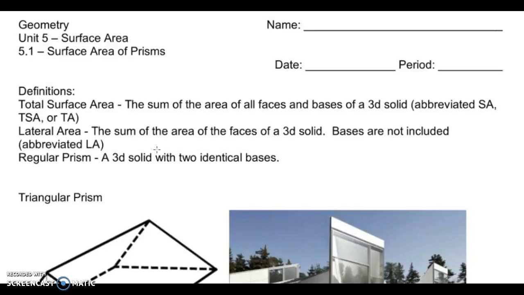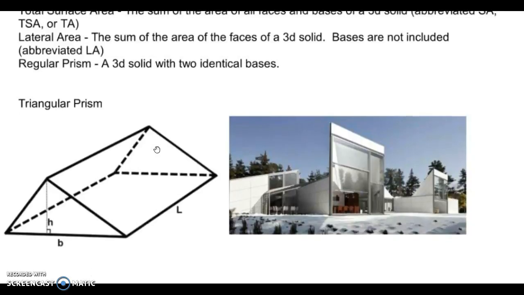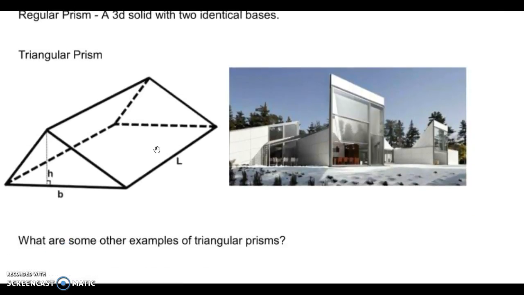The lateral area, though, is the sum of the area of the faces of a 3D solid, not including the bases. So basically, it's all of the lateral faces, all the way around the sides. It's not including the ones on the bottom. And a regular prism is a 3D solid that has two identical bases. Now the bases are congruent, and they're also going to be parallel.